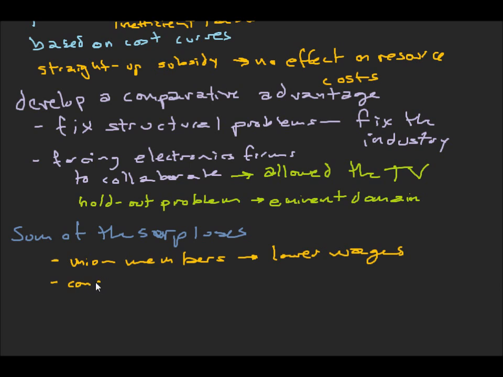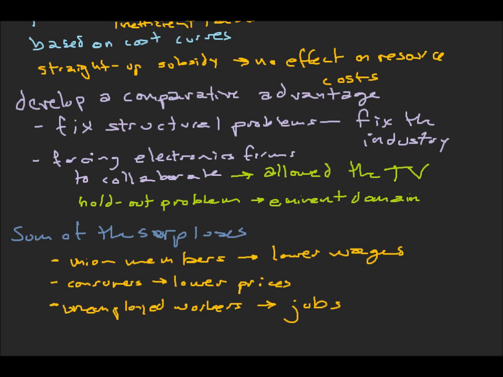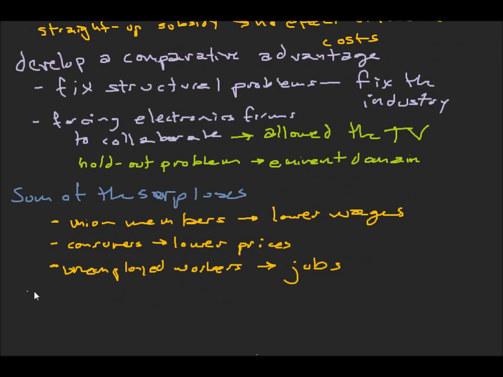Consumers get lower prices. The problem with unions historically has always been that the people who are in the union benefit, but unemployed workers bear that cost. So the winners here are unemployed workers, who get jobs, and taxpayers, because we possibly could earn a profit, or at least get our money back.